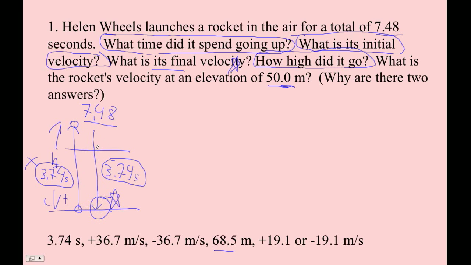You can't do that if you're talking about, like, an elevation of 50 meters or something like that, right? But if it's symmetrical, you can divide the time in half. So just divide that by 2. You get 3.74 seconds, right?